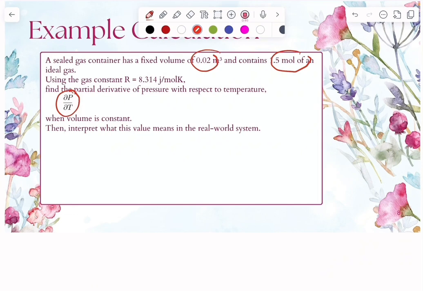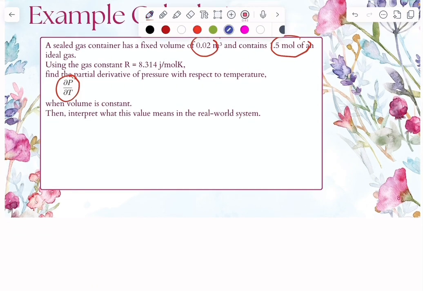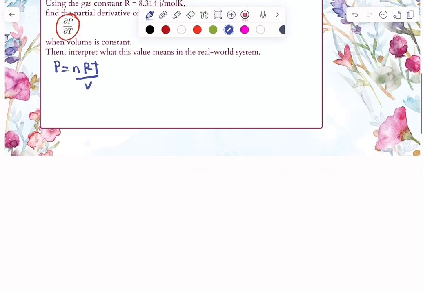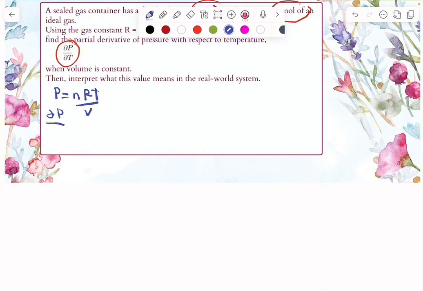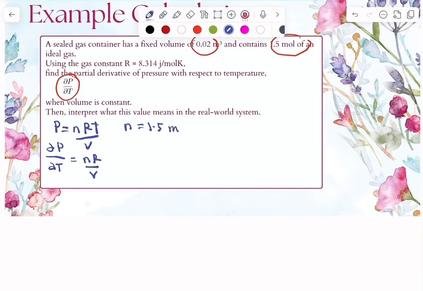We start from the ideal gas law, which is P equals nRT over V. Then we take the partial derivative of pressure with respect to temperature, while the volume stays constant. Partial P over partial T equals nR over V. Now, we plug in the values, which is n equals 1.5 moles and R is 8.314 joules per mole Kelvin, and V is 0.02 cubic meters.